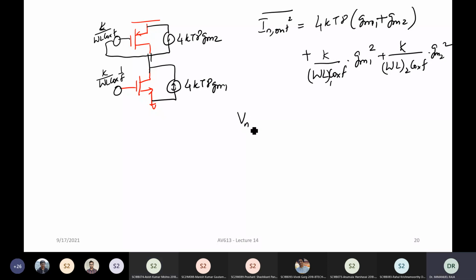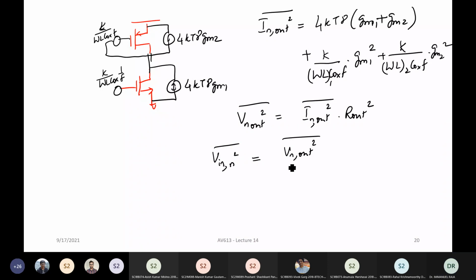Now your Vn out squared will be In out squared multiplied by R out squared, and your input referred noise voltage is nothing but Vn out squared divided by your gain squared.